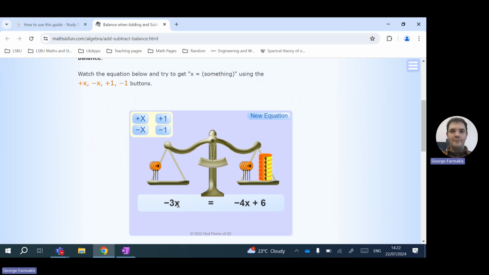Let's start adding x to both sides. So 1, 2, 3. Here we now have 0 equals minus x plus 6. If I add x to both sides, I will get my answer. So x equals 6. Whatever we do on one side, we always do to the other side too. New equation, you can try yourself. Let's go back.